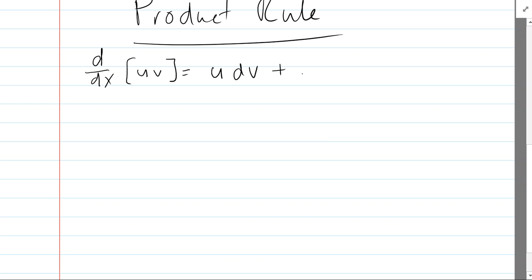Plus the derivative of u, and we're going to put the v in front. Hang on, let me make room. So we're going to do v du. So we took the derivative of the second one times the first unchanged plus the derivative of the first one times the second unchanged. Yes? So why is it dx on the bottom?